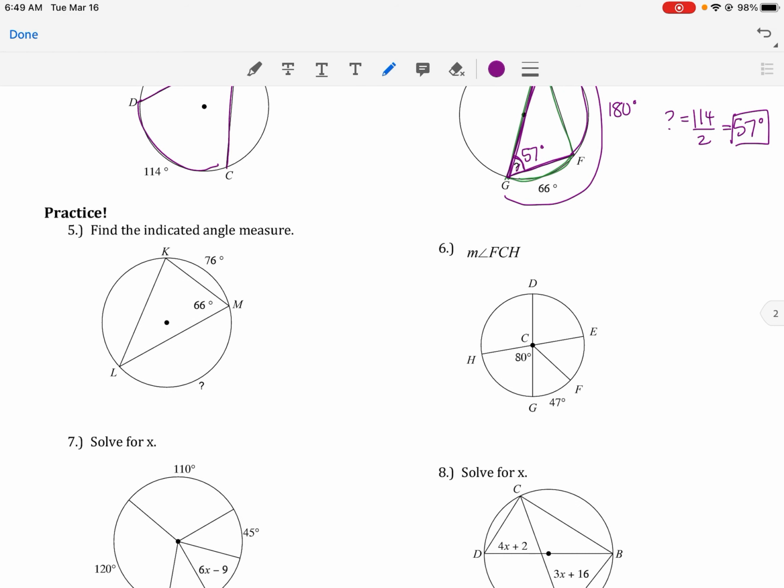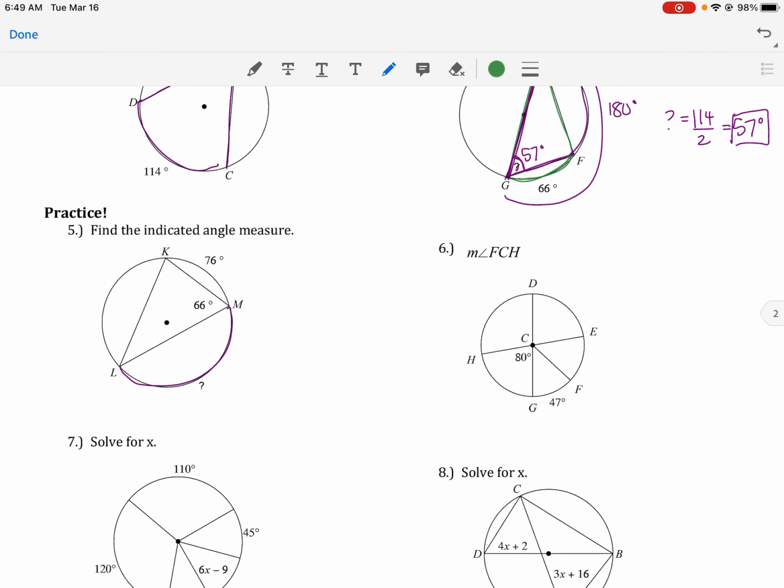Okay, let's look at the next one. Find the indicated angle measure. So this time we're finding the angle measure of the arc N to L. So we've got to figure out a couple different things. Notice that's not a half circle, right?